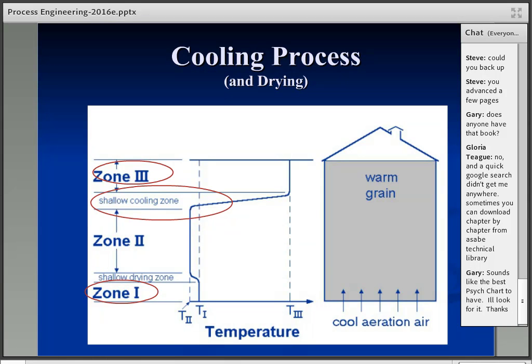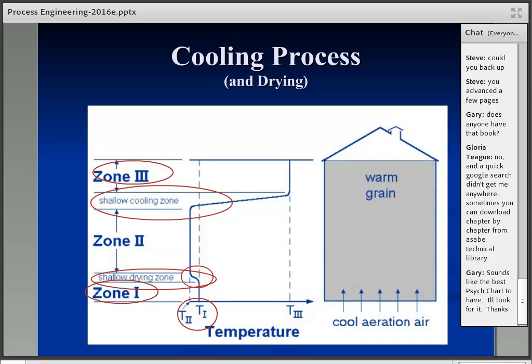You can see there's a drying zone indicated here, because as I mentioned, during a cooling process, moisture is going to be changing. Typically, it's going to be drying. It's possible that it's a wetting process, but typically it's a drying process, and it affects the temperature right here. The temperature after the air has gone through the drying zone is slightly lower than the temperature of the incoming air.